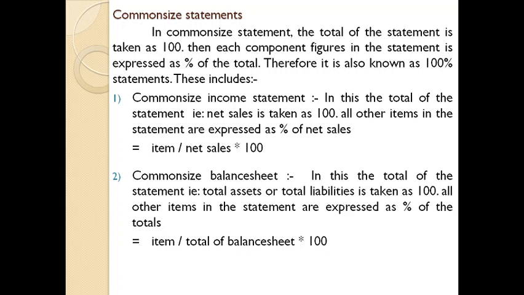Just like the common size income statement, you need to follow the same procedure in a common size balance sheet. For example, if you want to know the percentage of any particular asset like land and building, the equation for finding the percentage is land and building divided by total of balance sheet, which means total of assets or total of liabilities, into 100. In both cases, common size income statement and common size balance sheet, we are using the percentage method to identify the percentage of a particular item when compared to net sales in the case of a common size income statement, and to the total of either side of the balance sheet in the case of a common size balance sheet.